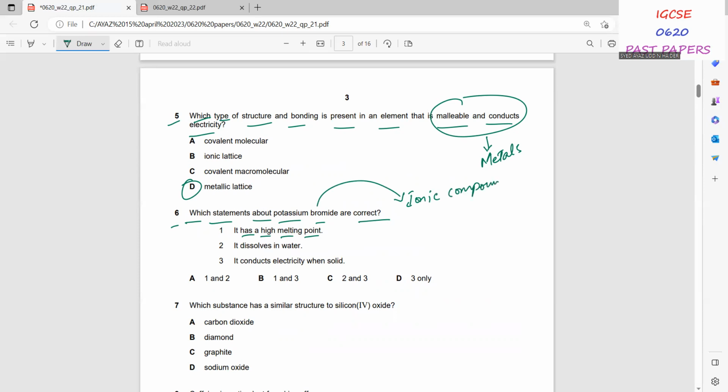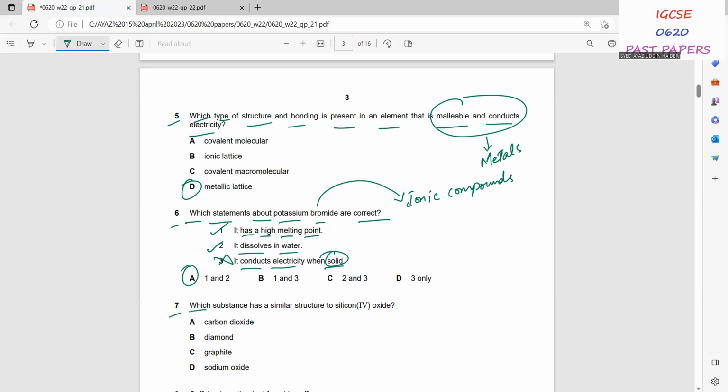So ionic compounds definitely have high melting point. So this statement is correct. Number 2, it dissolves in water. Yes, this statement is also correct. Number 3, it conducts electricity when solid. This is wrong. The reason is that it conducts electricity only in molten state or when dissolved in water. So automatically A will be the right answer for this question.